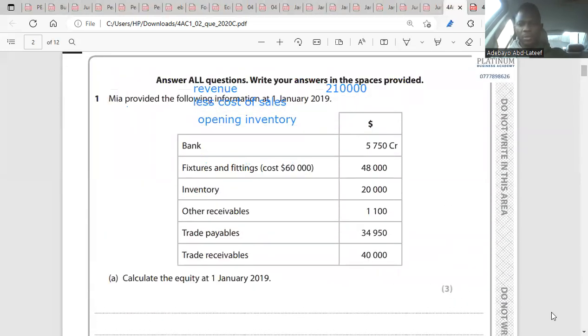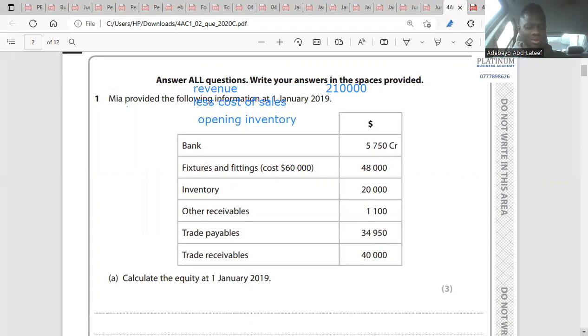For the opening inventory, the first thing you do is this. You have your revenue on the credit side, and you have the debit side. You start with revenue on the credit side, which is 210,000. Then you less your cost of sales. Your revenue minus your cost of sales gives you your gross profit. When you are preparing an income statement, the values you put are the items we have here. The first one is revenue, which is 210,000.